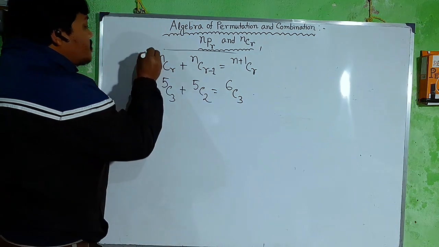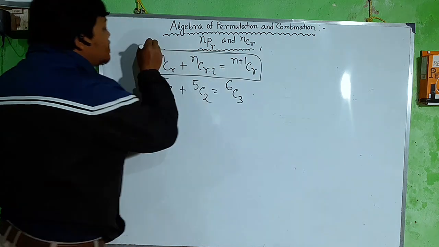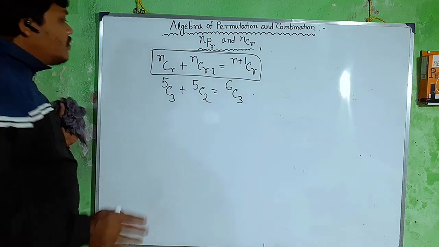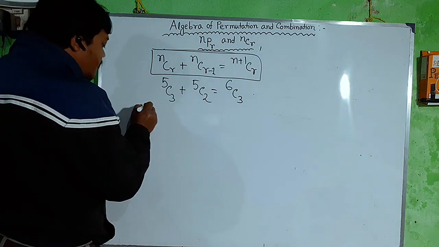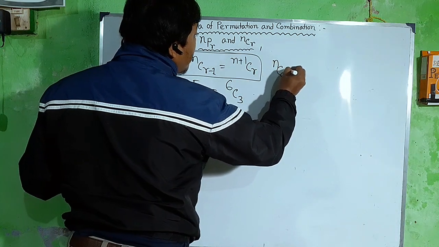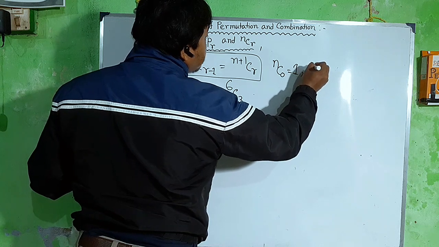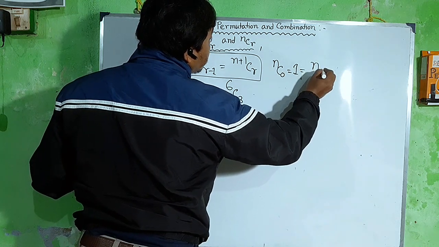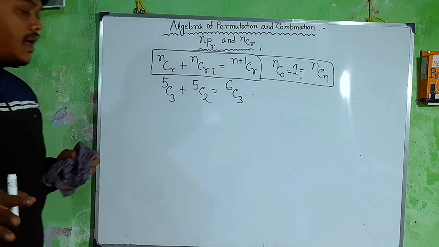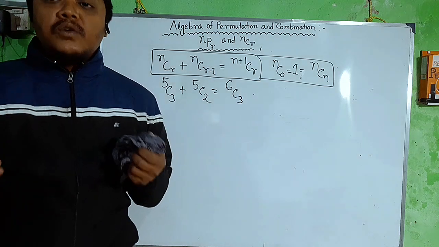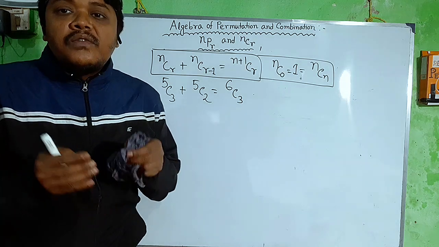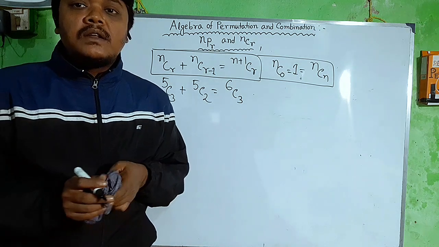This is the most interesting result, and we will use it in different types of problems also. So what are the conclusions? We have this one result, and nC0 equals 1 and nCn equals 1. Keep these results in your mind, nCr and nPr, and then we will solve the binomial expansion. This lecture is also helpful for doing the binomial expansion. Okay, thank you.